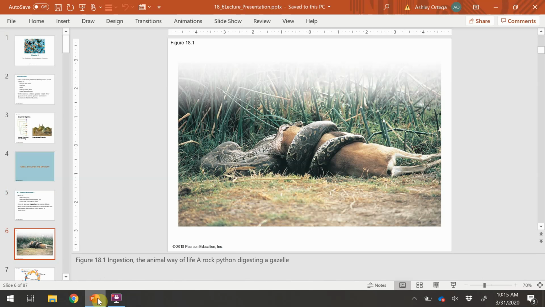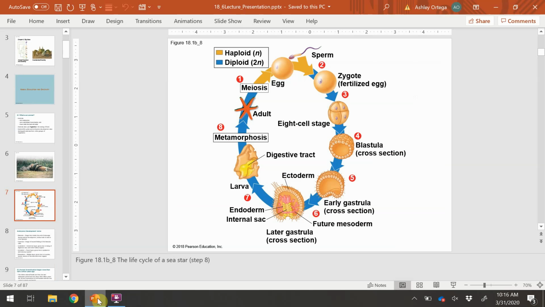Here, looking at our example of this rock python digesting a gazelle, this is a form of ingestion, the eating of food. In particular, this is bulk feeding, which we'll learn about in the nutrition chapter. This is a large bulk feeding that will probably take this python a couple of months to digest, if I'm remembering correctly. Looking at embryonic development, the development of the embryo to the adult also shows us some unifying features of animals.